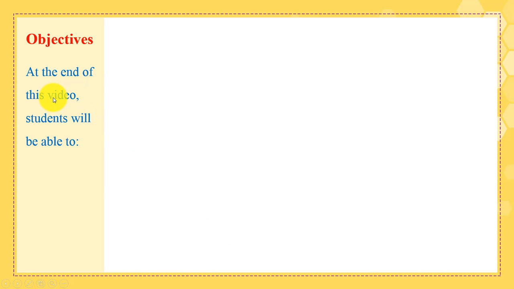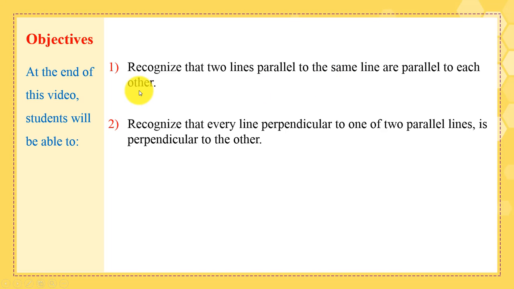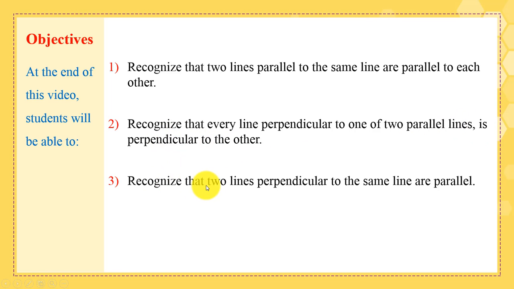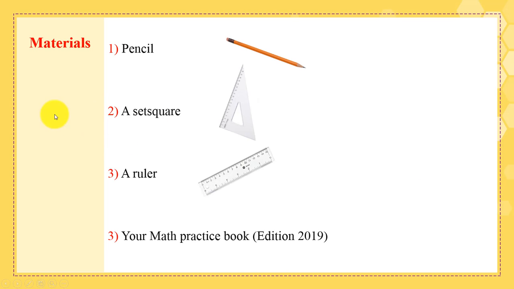At the end of this video, students will be able to recognize that two lines parallel to the same line are parallel to each other, recognize that every line perpendicular to one of two parallel lines is perpendicular to the other, and recognize that two lines perpendicular to the same line are parallel. You need a pencil, a set square, a ruler, and your math practice book, edition 2019.